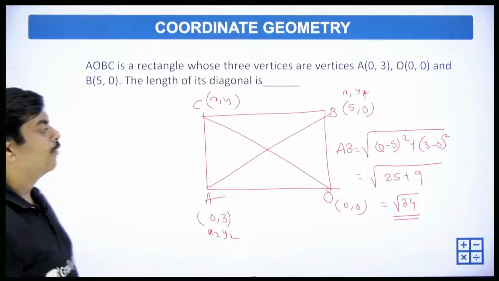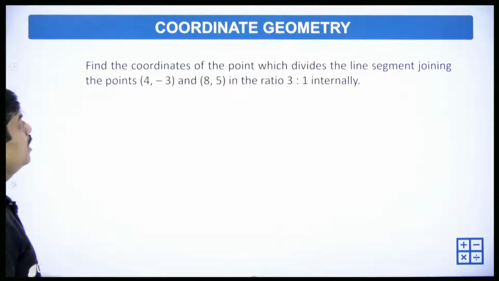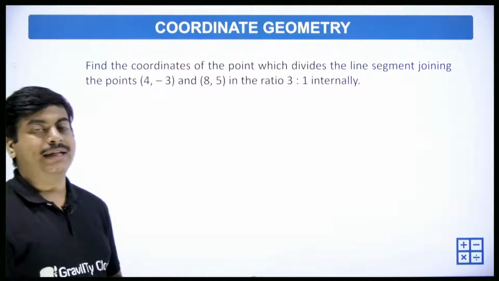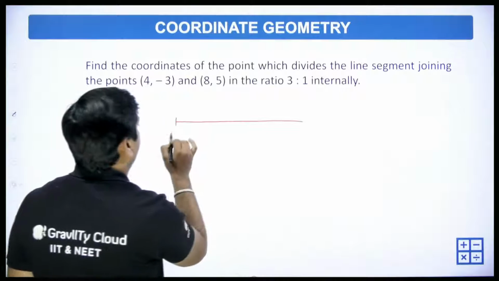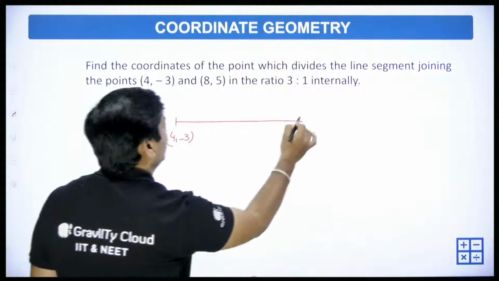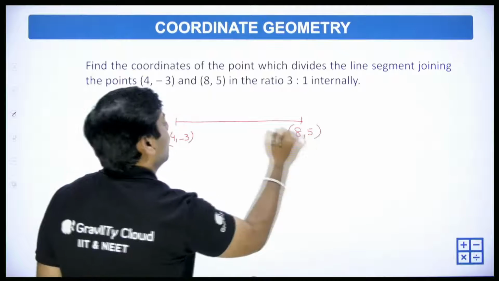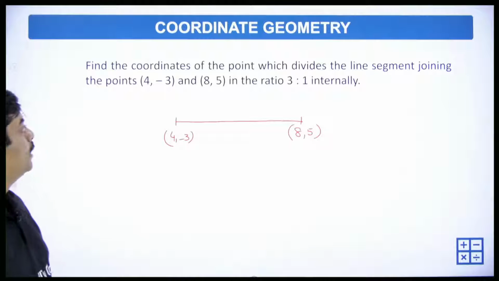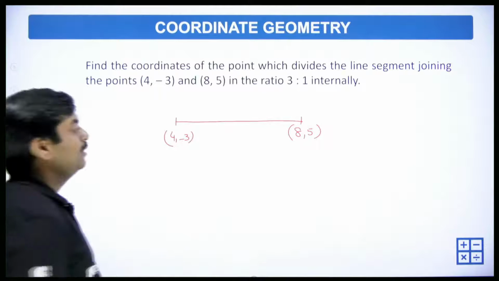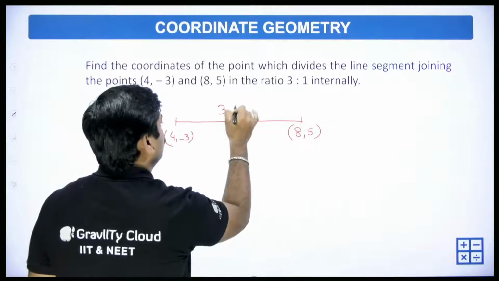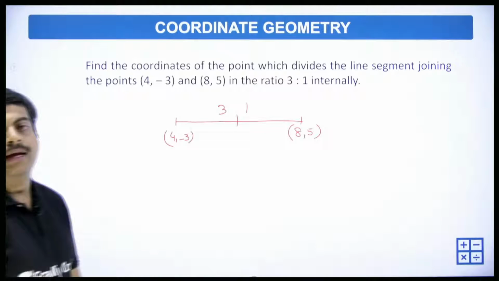Okay, so moving forward to the next question. Find the coordinates of the point which divides the line segment joining the points 4 comma minus 3 and 8 comma 5 in the ratio 3:1.